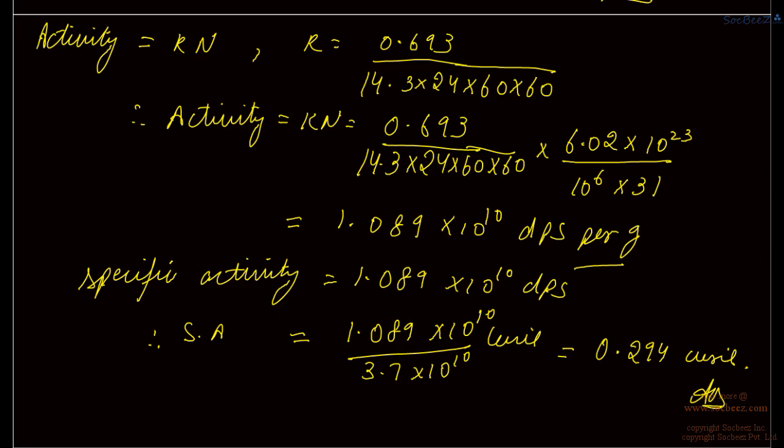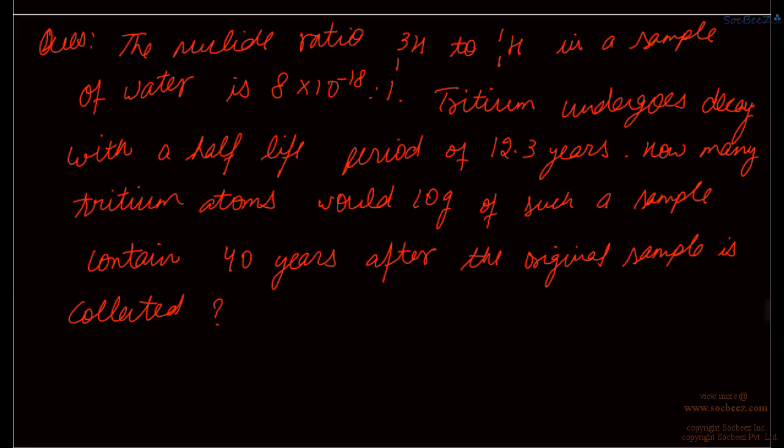Okay, so let's discuss another question. The question asks us that the nuclei ratio of 1H3 to 1H1, that is tritium to hydrogen, in a sample of water is 8 into 10 raised to the power minus 18 to 1. Tritium undergoes decay with a half-life period of 12.3 years. How many tritium atoms would 10 gram of such a sample contain 40 years after the original sample is collected?